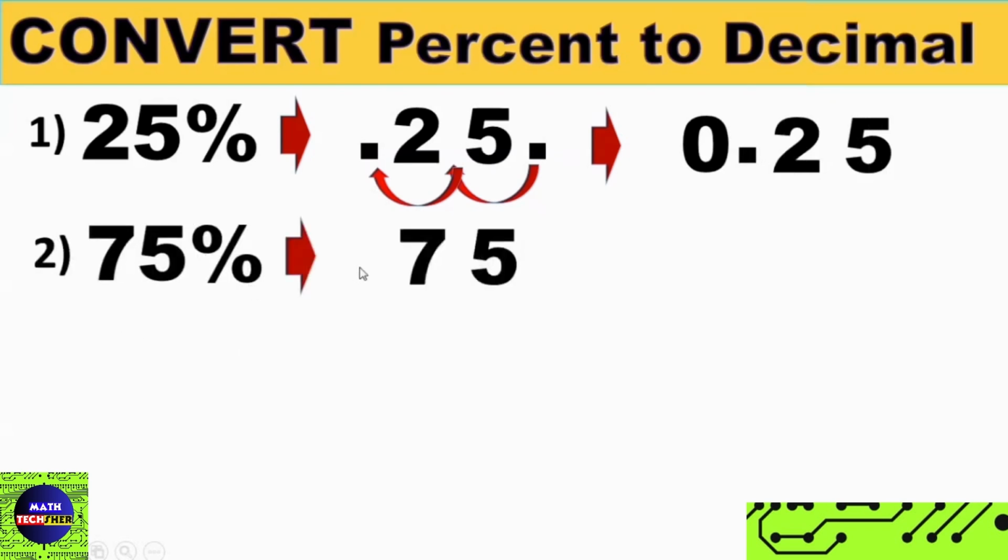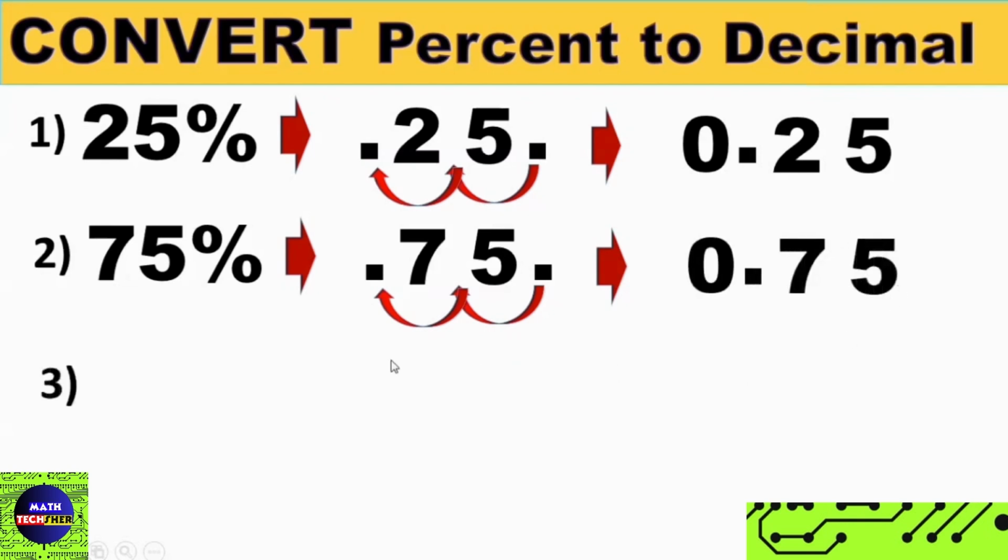Next, number 2, 75%. And then eliminate the percent sign. And then from the point, count 2 places going to the left. We have 1 and 2. So add point. And then next is add 0. Then now we have 0.75.